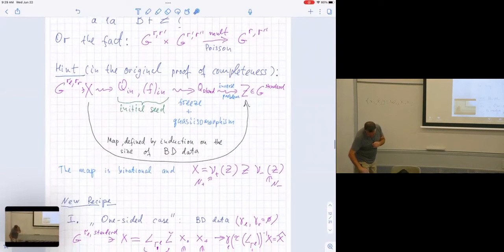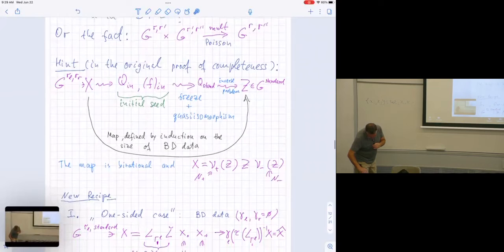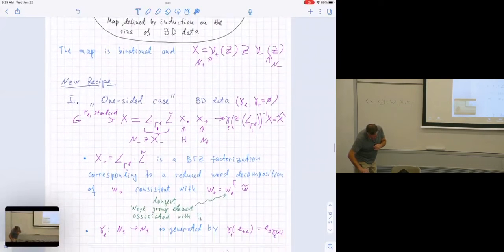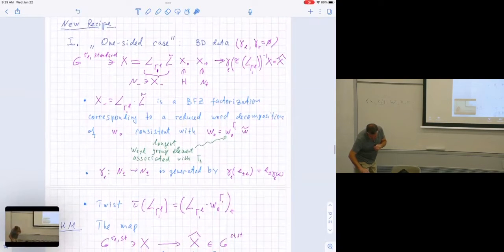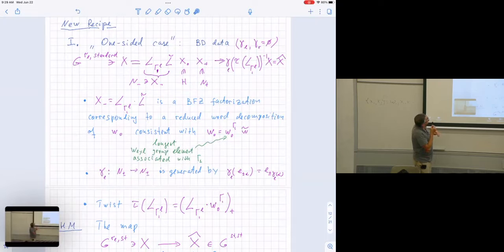So here's a new recipe. Well, this will be a little involved, but I will explain everything. Let's do the one-sided case first, because it will be easier to explain. Just imagine that we have this Poisson homogeneous structure with some R matrix involved on the left and the standard one on the right.